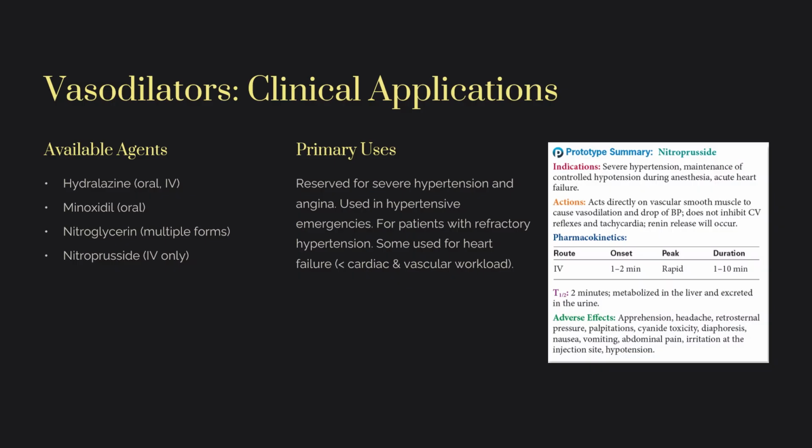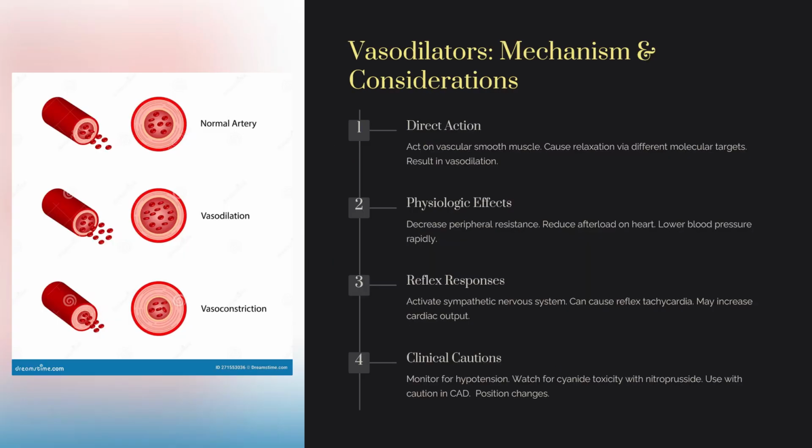This is unique to this medication, nitroprusside: an adverse effect that can occur is cyanide toxicity, which people can die from. So this is usually reserved for hypertensive crisis, not used commonly, okay? And obviously they would want to monitor and be careful. Other things that can occur are retrosternal pressure, palpitations, headache, and irritation at the insertion site for nitroprusside.